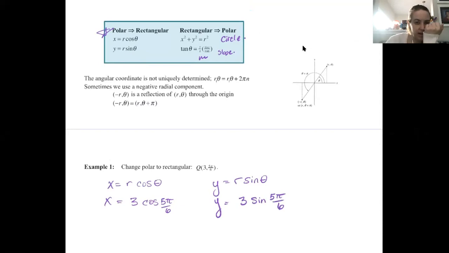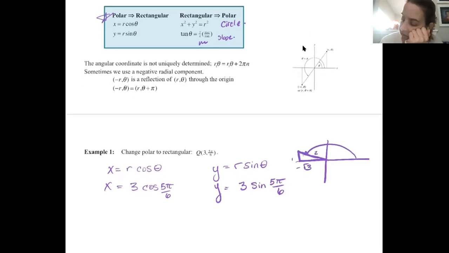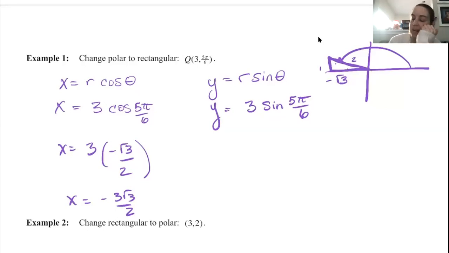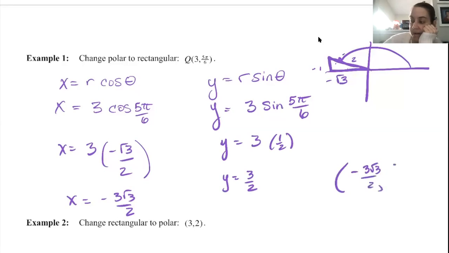So think of your unit circle. And yes, this should definitely be memorized. 5 pi over 6 is all the way over here. This is really your 30, 60, 90 triangle. So 30, 60, 90. This is 2, 1, 2, root 3. That's a negative root 3. If you want cosine, x is going to be 3 times adjacent, which is negative root 3 over 2. And y. All right, so we're looking at y equals 3 sine of 5 pi over 6. Y is equal to 3. Sine is opposite over hypotenuse, so 3 times 1 half. So my y coordinate is 3 over 2. And if I wrote those as an ordered pair, I'd have negative 3 root 3 over 2, comma 3 over 2. So there you go, polar to rectangular.